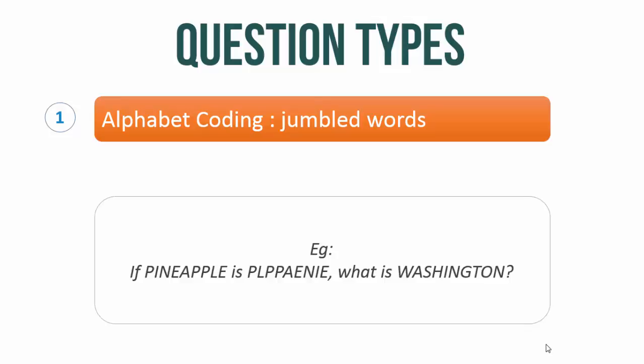What you have to do here is look at the jumbled word and figure out what the logic is. If you look carefully, you see that the first and the last letter of the word pineapple are in their same places, whereas all the other letters are written in reverse. Therefore, if you apply the same logic on Washington, you shall get this.